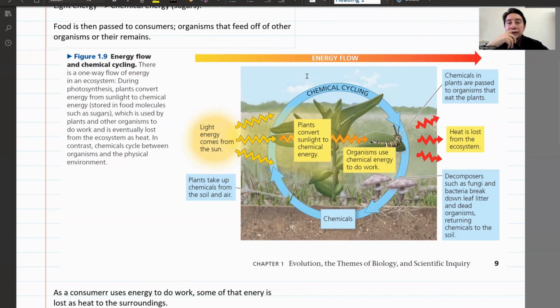So you see this nice representation. It all starts from light energy coming from the sun. Energy flows into this plant, this autotroph, and the autotroph harnesses that energy and produces glucose. Some consumer, like this worm here, eats that plant. In every step within this flow of energy, you're going to have heat being lost in the system, one way or another.